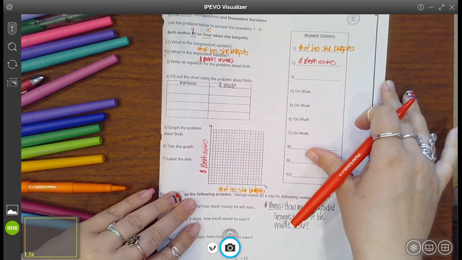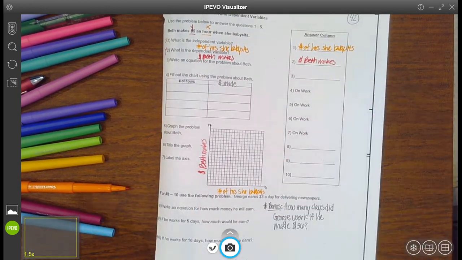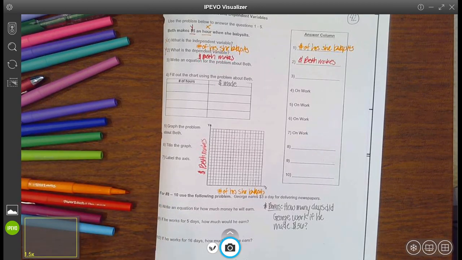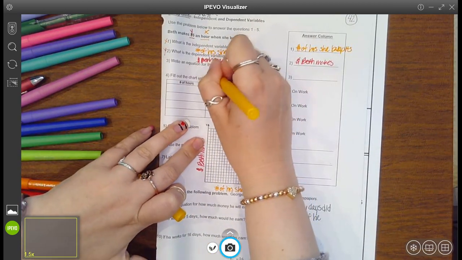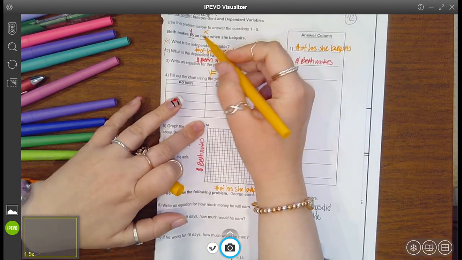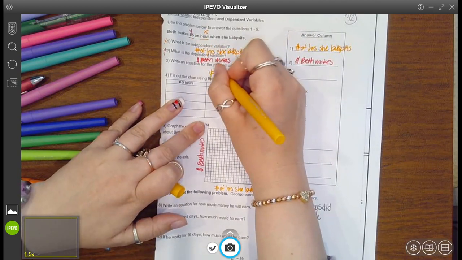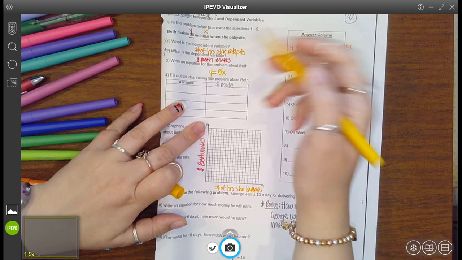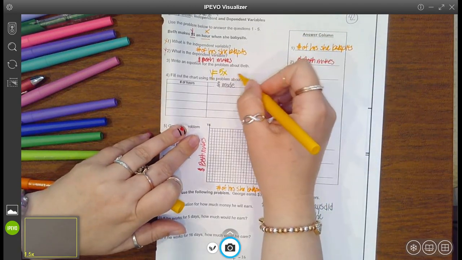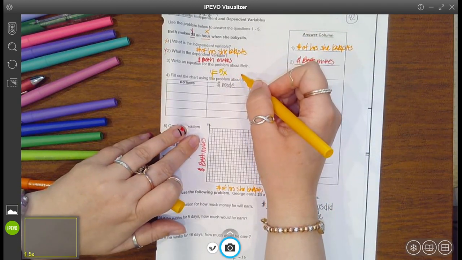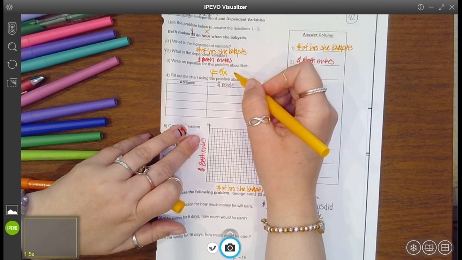Okay. Now write an equation for the problem about Beth. It's always going to be y equals, and y equals what? Usually your rate. So your rate is 5 times x, and that's where it starts because there is no initial startup fee because it's just $5 per hour. If you don't babysit at all, you don't make anything.